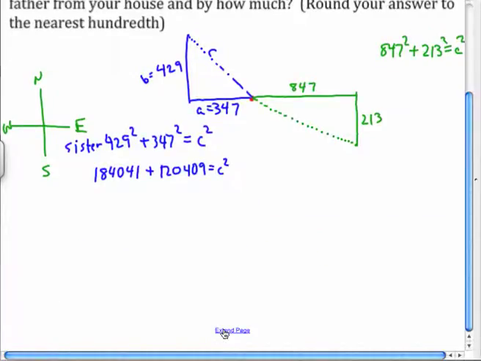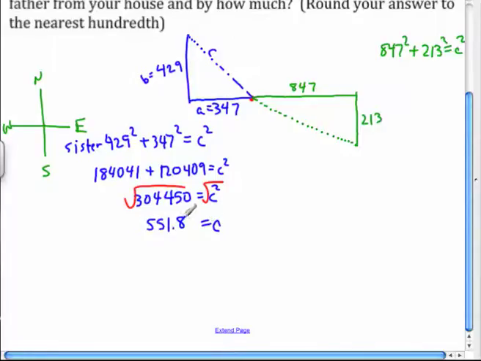Okay, if I add those together, I'm going to get 304,450 is equal to C squared. But I don't want to know what C squared is. I want to know what C is. So I take the square root of both sides, right? If I square C and then I undo it, I'm left with C. But what's the square root of 304,450? Well, let's see. It's about 551.8 meters. So that's how far my sister is from home.